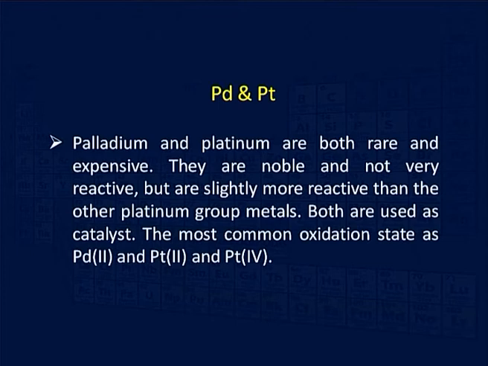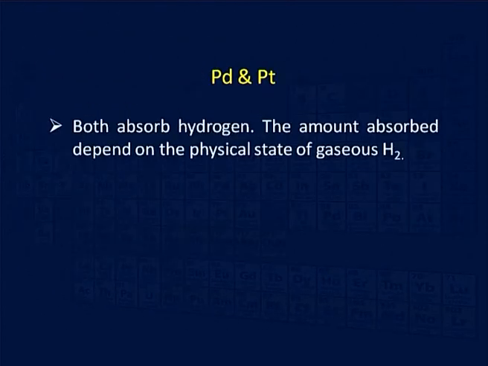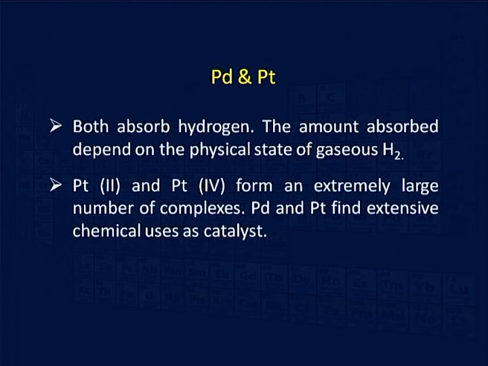They are noble and not very reactive, but both of them are slightly more reactive than the other platinum group metals. They are used widely in the field of catalysts, and the most common oxidation state of palladium and platinum is +2, and for platinum, other than +2, the +4 oxidation state is also known. Both absorb hydrogen, and the amount of hydrogen absorbed depends on the physical state of the gaseous hydrogen. Platinum in +2 as well as +4 oxidation state forms an extremely large number of complexes.